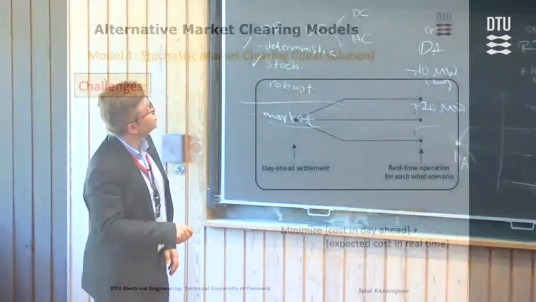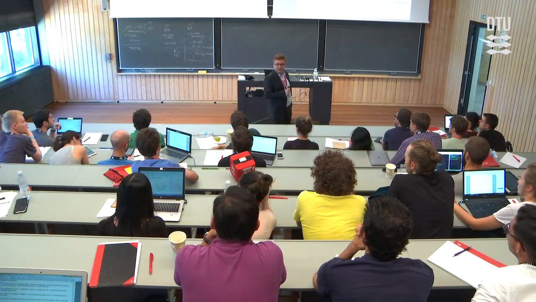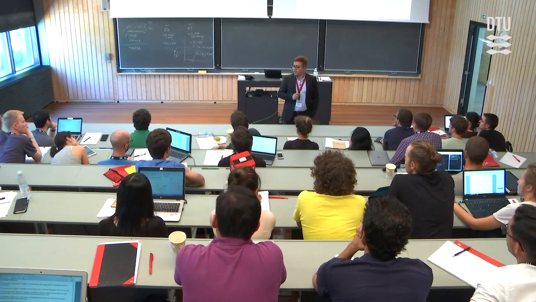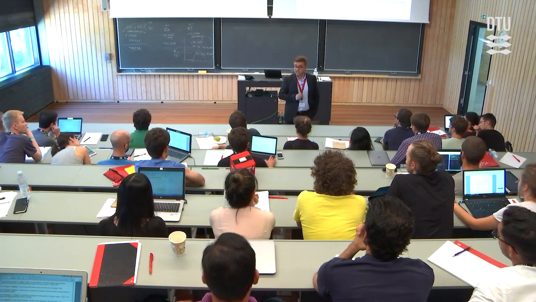Okay. So that was our stochastic program, stochastic market clearing. But if you go to Nord Pool or whatever else, you may have some problems selling this idea. Do you like a stochastic market clearing? What are the challenges?